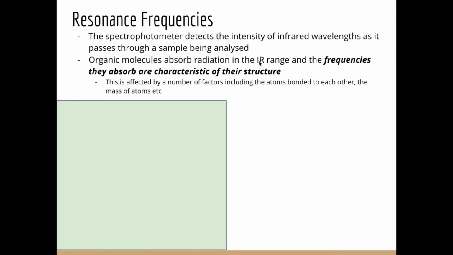Organic molecules absorb radiation in the IR range, and the frequencies they absorb are characteristic of their structure. So it all depends on the bonds and what kind of atoms we have and the mass of those atoms, and some other pretty advanced stuff that we're just going to gloss over.